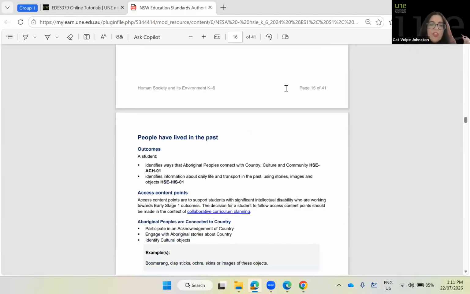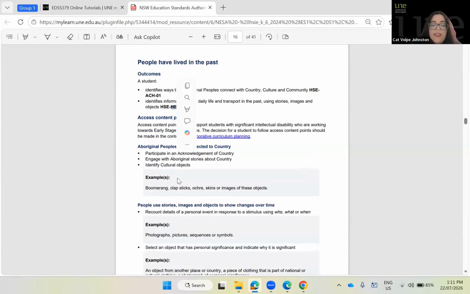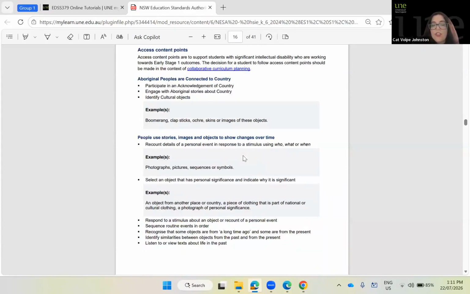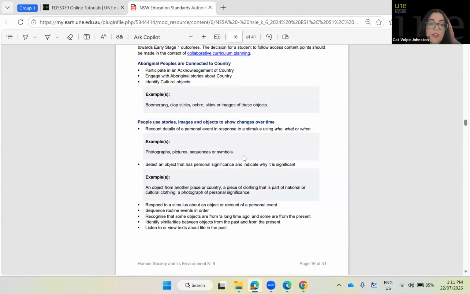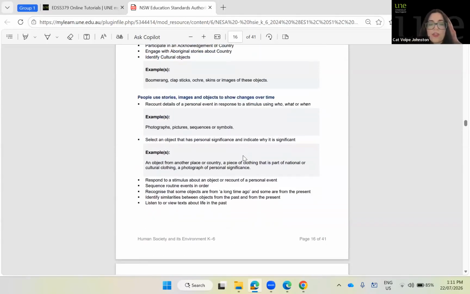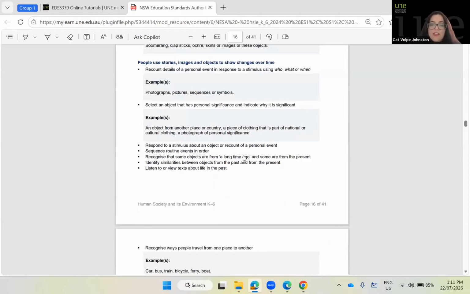Moving on to the next one, which is, again, early stage 1. How do I know that? If I don't remember the name of the unit, we've got the E here and also history here. Again, the topics here have the Aboriginal focus, and also the ways in which students are going to be using these images to show changes over time. And this is where the analysis really comes through.